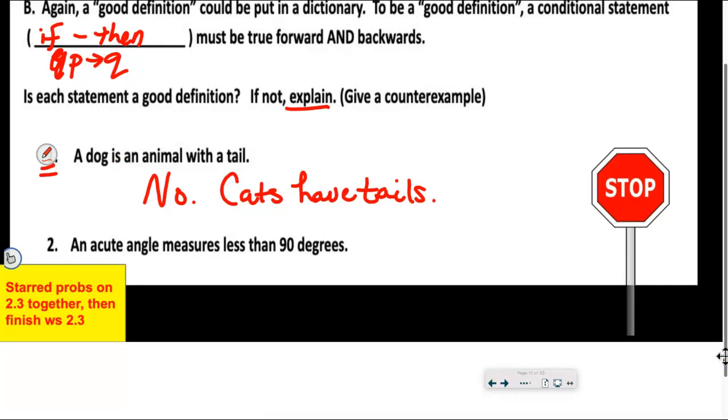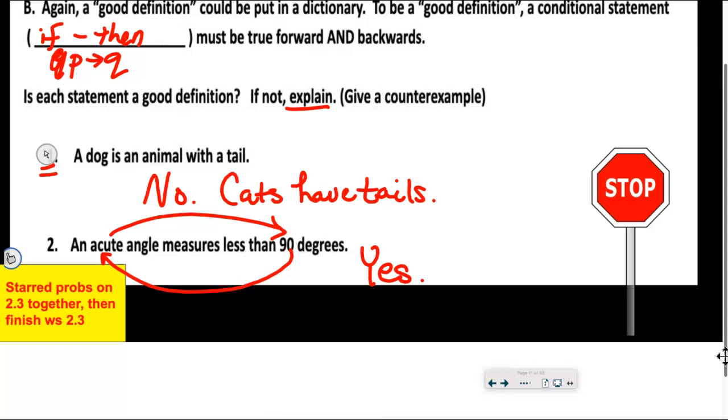If an angle measures less than 90, then it's acute. If an angle is acute, then it measures less than 90. This is working both ways, right? This would be a good definition. It flows truthfully forwards and backwards. So yes, we could put this in the dictionary as a good definition for an acute angle.